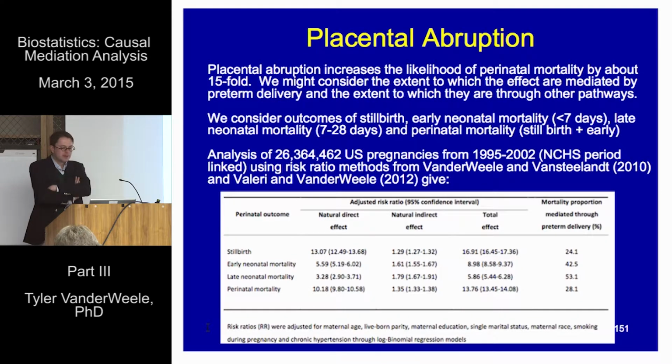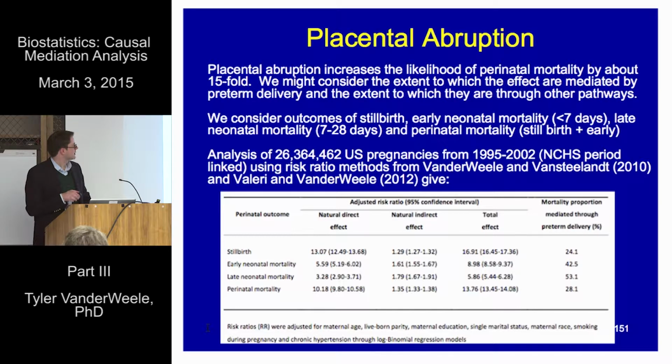Okay. So just to illustrate this, this is an example looking at the effect of placental abruption during pregnancy on different perinatal mortality outcomes. Placental abruption increases the likelihood of perinatal mortality by about 15-fold. In this analysis, we looked at 4 different outcomes. One was stillbirth. Second was early neonatal mortality within 7 days, late neonatal mortality 7 to 28 days, and perinatal mortality defined as stillbirth plus early neonatal mortality.